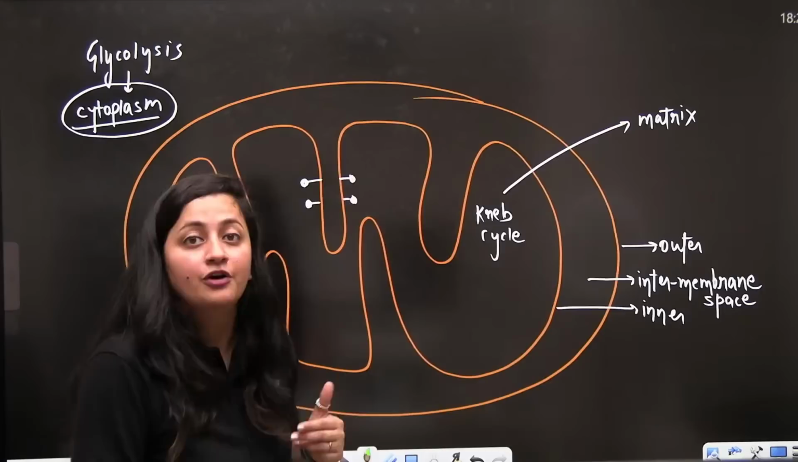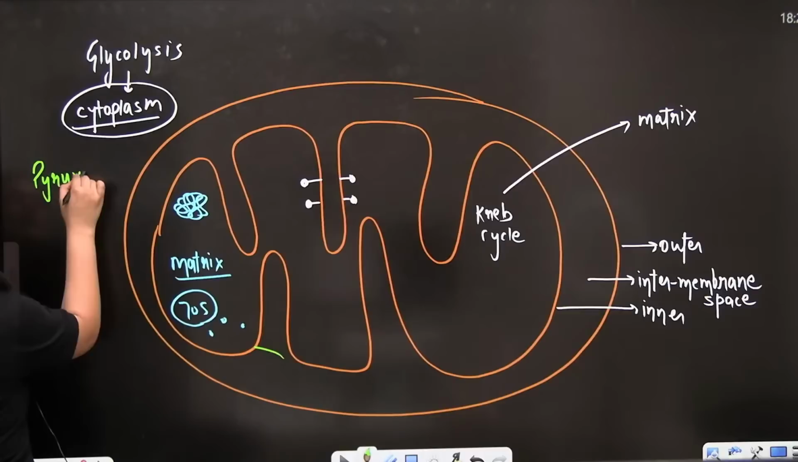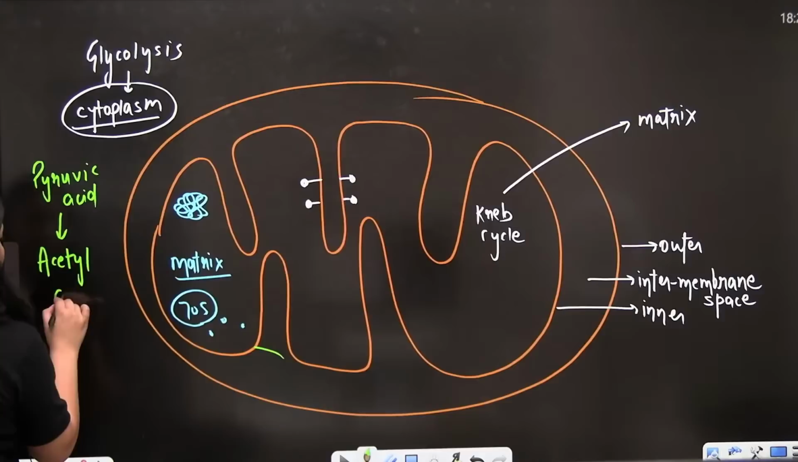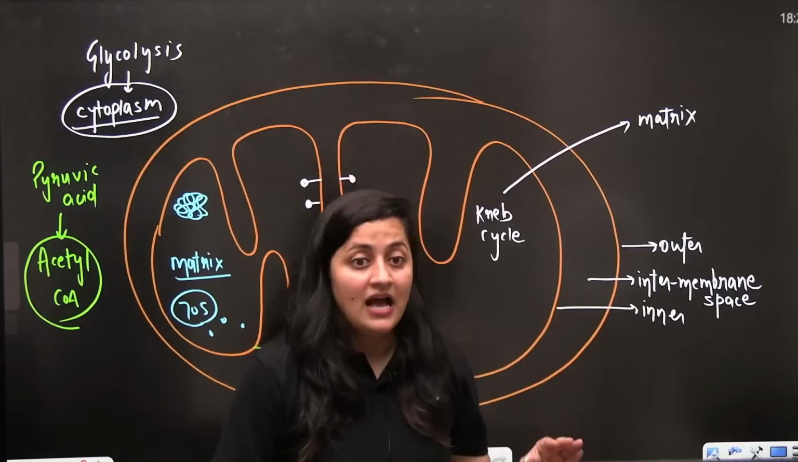So directly that pyruvate cannot enter the Krebs cycle. It is not capable of it. So we need to convert that pyruvate, or pyruvic acid, into acetyl coenzyme A, and that acetyl coenzyme A will enter the Krebs cycle. This is a PYQ. First question clear? First question clear. I'm going to give you the points only.